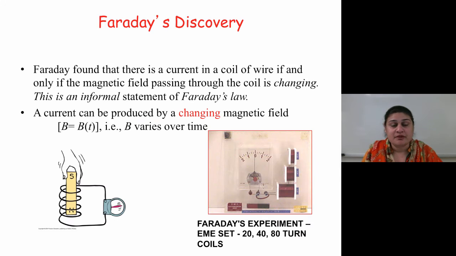Faraday's law. Faraday found that there is a current in a coil of wire if and only if the magnetic field passing through the coil is changing. This is an informal statement of Faraday's law. A current can be produced by a changing magnetic field. That is, a current will be produced if B varies over time.